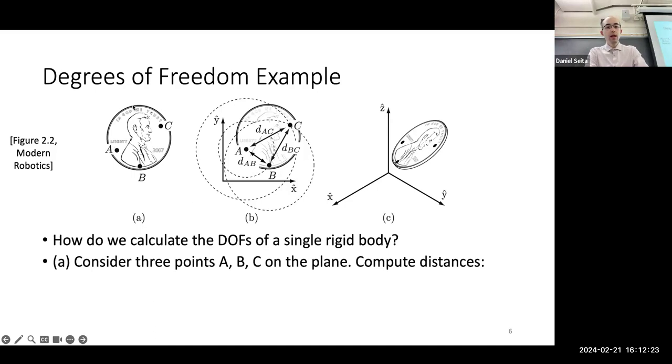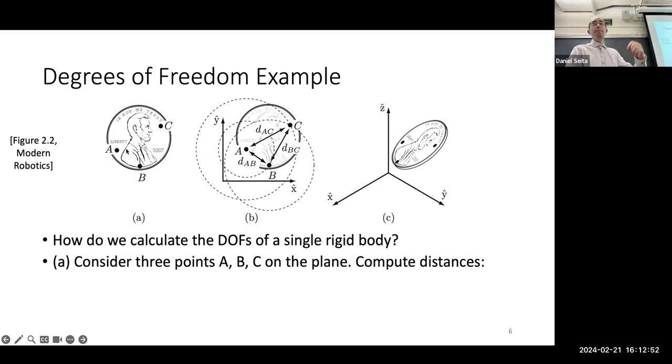All right, so let's assume that we are looking at A. So this is like a coin that's flat on a table. The way that you can derive the number of degrees of freedom is thinking about what do we need to describe it, and then also, what are the constraints involved? So there's 3 points on it. So we have A, B, and C here.